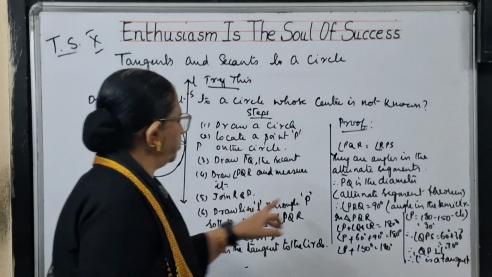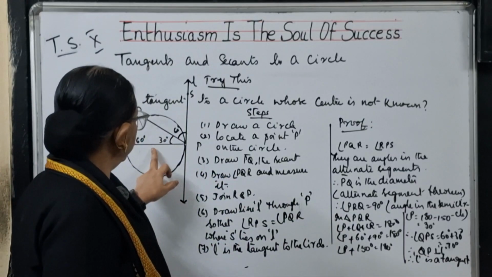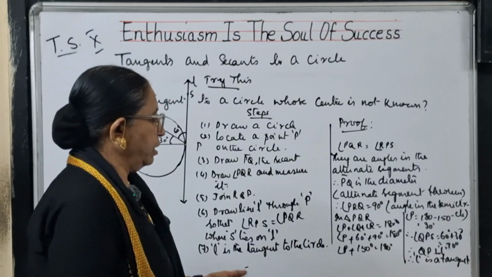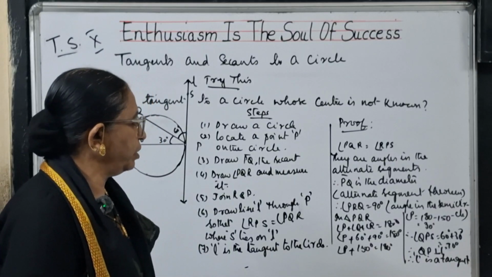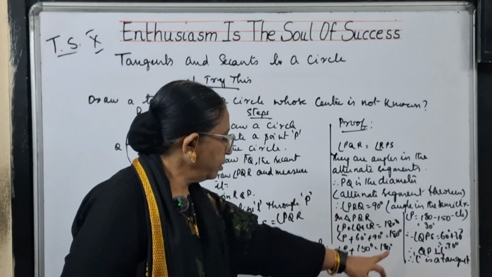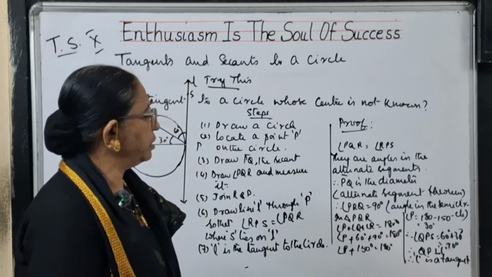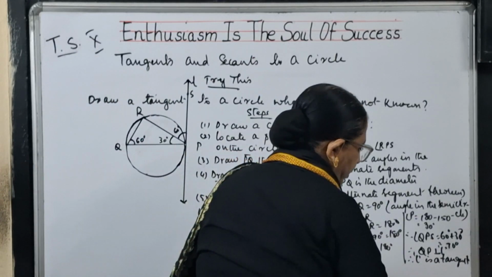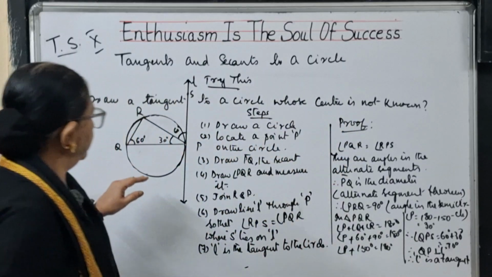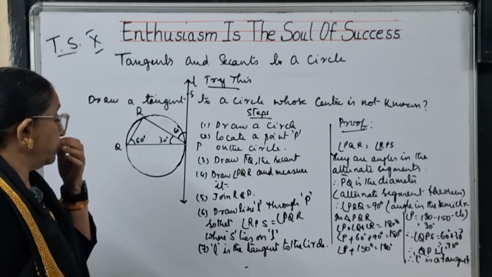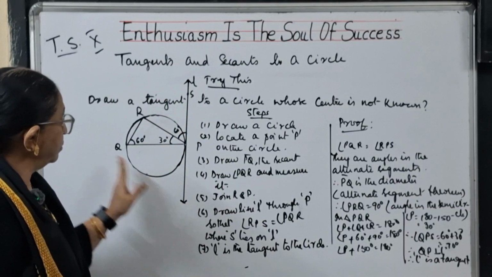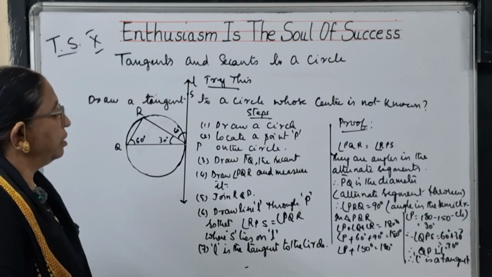Even you can say that PQ is the diameter, and the diameter, meaning the radius, is perpendicular to the tangent. Even in that way you can say, but if you want a clear way, you can do it like this, children. Anyway, the proof will tell you that this is the construction that we have done. This is the tangent to a circle where the center is not known.